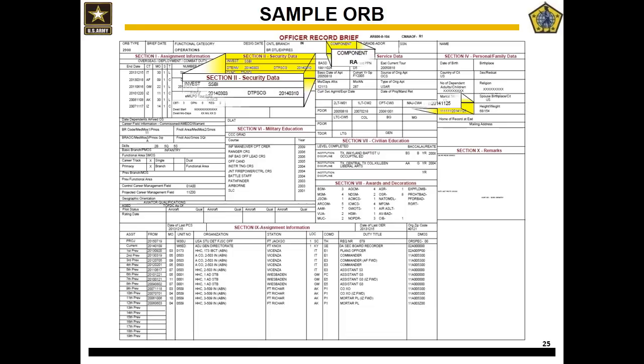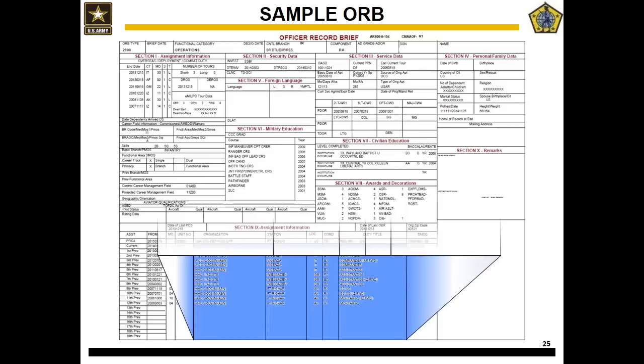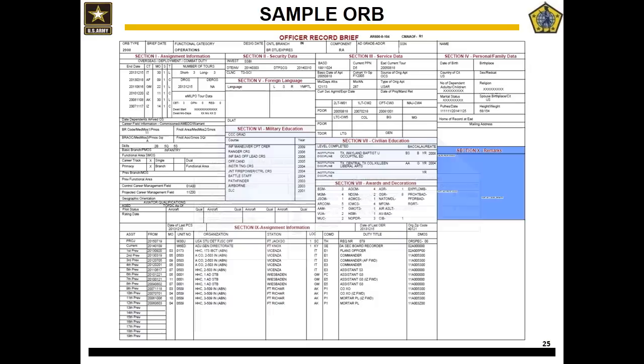There are several portions of the officer record brief that are masked to board members, including dwell time, dependent data, marital status, and religious preference information. In our experience, when reviewing an officer record brief, board members often focus on assignment history to assess professional development, military and civilian education level completed, and the remarks section that may indicate CSL or professional certification information.